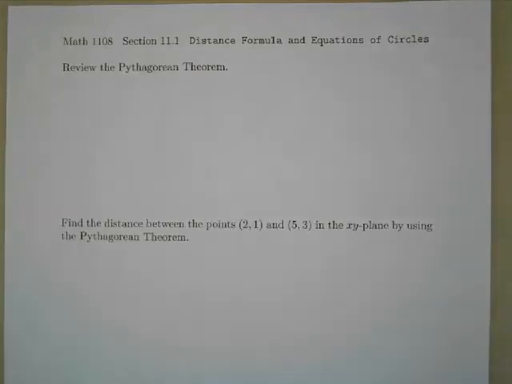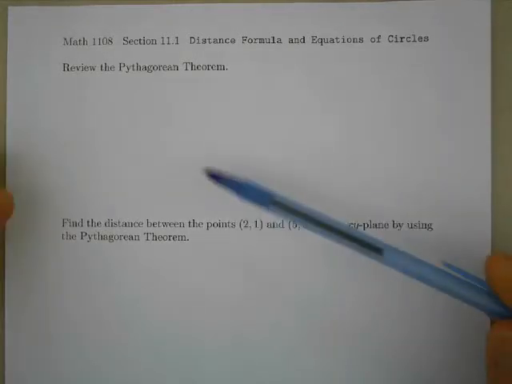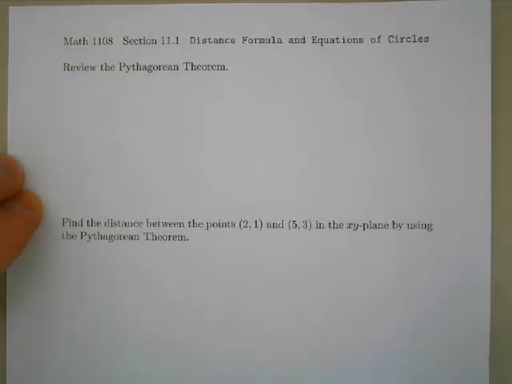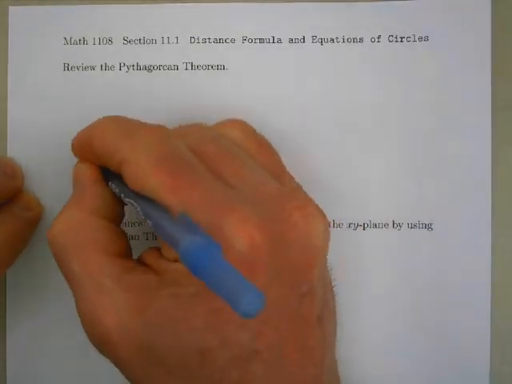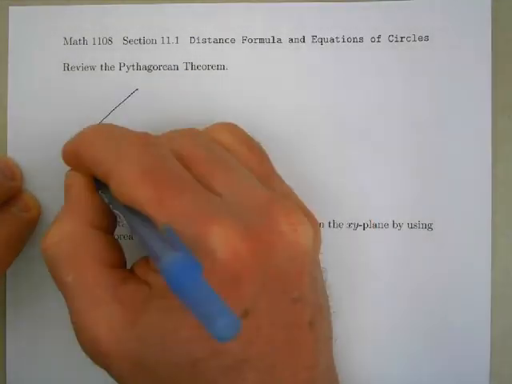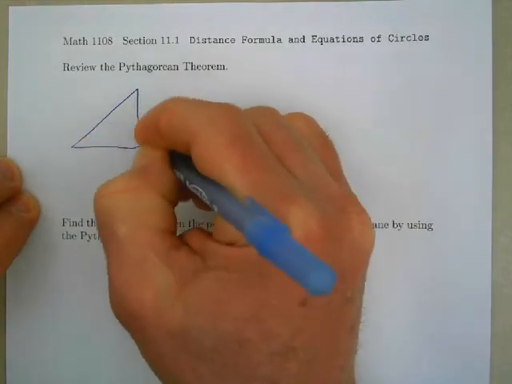Math 1108, section 11.1 on the distance formula and equations of circles. We'll review the Pythagorean theorem first. That's the theorem that applies to right triangles.